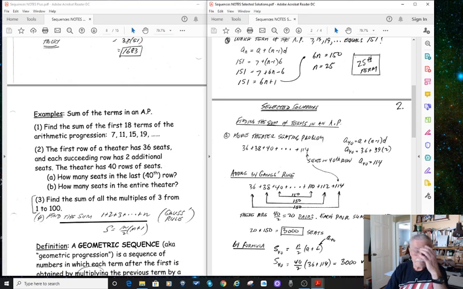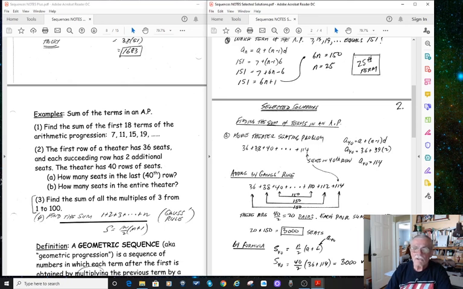Okay, so here we go. Let's write our formula down. The 40th row is A plus n minus 1 times D, so n minus 1 common differences. We're told here the common difference is 2. So if n is 40, there are 39 common differences added to the first row of 36. So this is 78. 36 and 78 is 114.